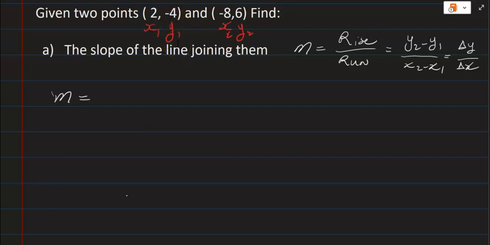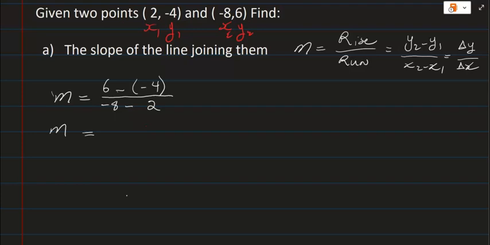So this becomes 6 minus -4, over, so that's the change between the y values, over x2 minus x1. So that would be -8 minus 2. And then we have to simplify.